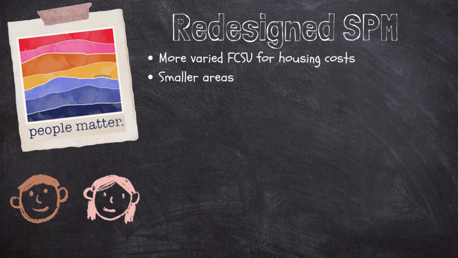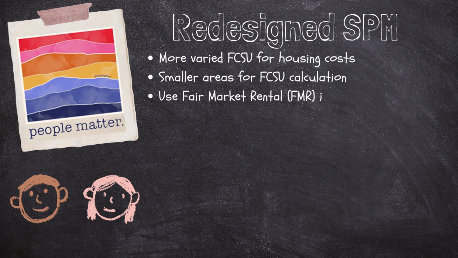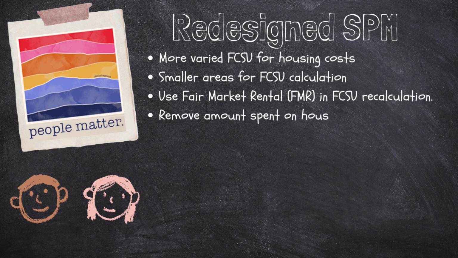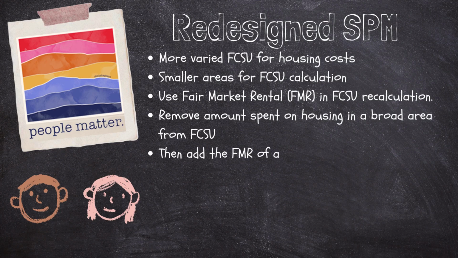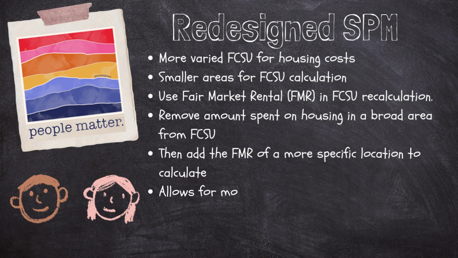FCSU should be altered to more seriously consider cost of living differences in each area. Instead of comparing FCSU in larger areas, it should be shrunk further so as to include what rental prices are like between suburbs and a rural area, for example. One way to assist in recalculating FCSU in smaller areas would be by including fair market rental, FMR, in the measurement. By examining what amount of an individual's FCSU is spent on housing, we could then use the FMR from different areas and adjust to a new location.